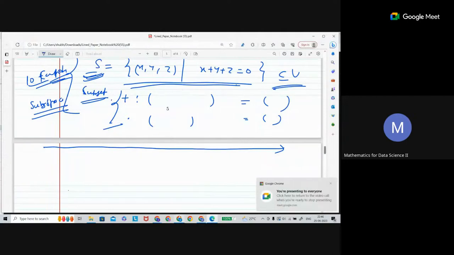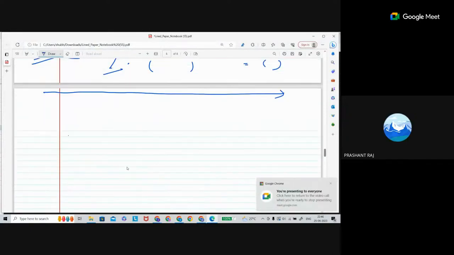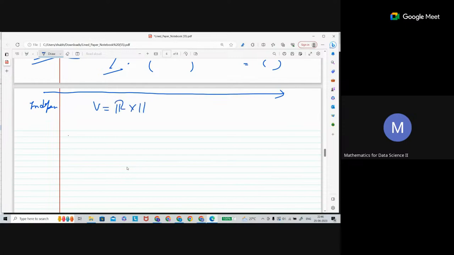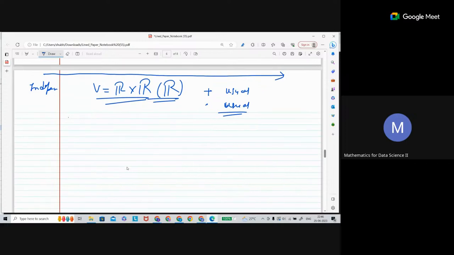Suppose now, can you tell what is the meaning of linear independence? First I will tell you independent and then dependent. Assume that I am taking a vector space over R, and the operations are usual. What do I mean by usual? It means normal addition and normal multiplication.